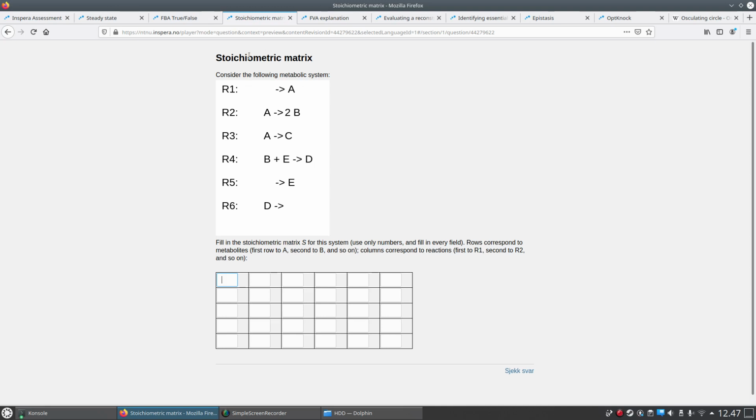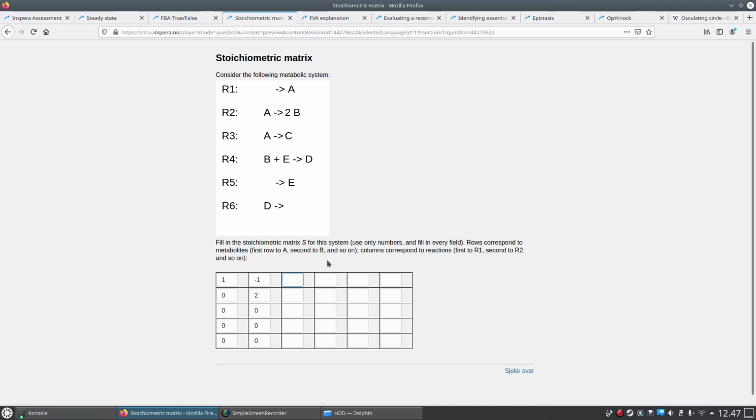And so, if we look at reaction 1, metabolite A is on the right hand side. So that will simply correspond to 1 here, and the rest of column 1 is going to be 0. Reaction 2: now this consumes 1A, so we're going to put -1. It produces 2B, so that's going to be the second row here. And then the rest goes 0.